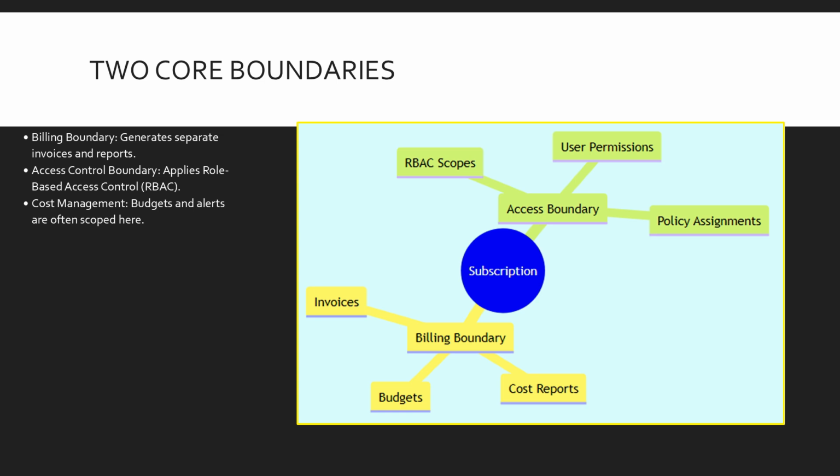This mind map breaks down the dual nature of a subscription. On the left branch, we see the billing boundary, which encompasses invoices, cost reports, and budgets. On the right, the access boundary defines RBAC scopes, user permissions, and policy assignments. This visualizes how one single concept, the subscription, handles both the financial and security perimeters of your cloud estate.